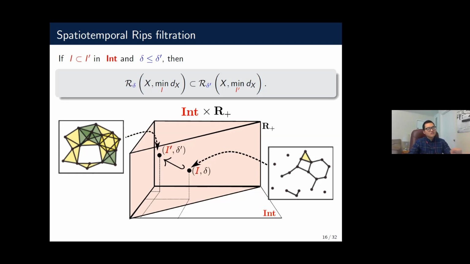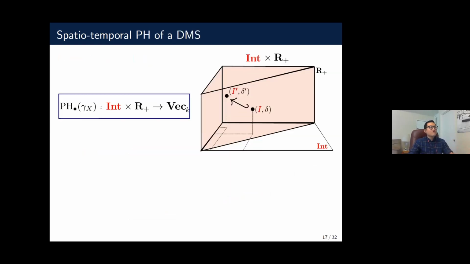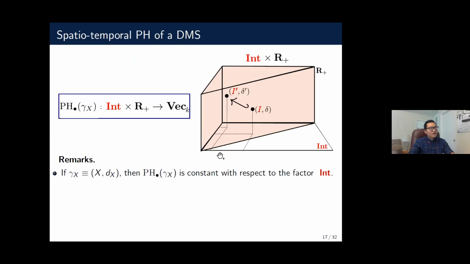Now, by applying the homology functor to this filtration, we obtain the spatiotemporal persistent homology of the dynamic metric space. One remark is that if gamma X is a constant, that is, a static metric space (X, dX), then this spatiotemporal persistent homology is constant with respect to the time factor Int. Therefore, if you want, you can discard this first factor and reduce this three-dimensional filtration to the vertical one-dimensional filtration.